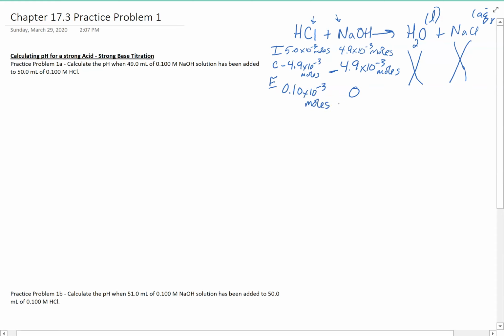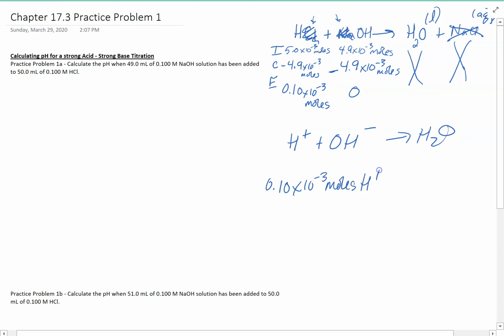Now, I will remind you that since we don't really care about NaCl, you can ignore the Na, you can ignore the Cl, and this then would become this, also known as the autoionization of water. And if we have 0.10 times 10 to the negative third moles of H+ left over, this is our equilibrium value. This is good. This is what we're going to use to calculate pH.